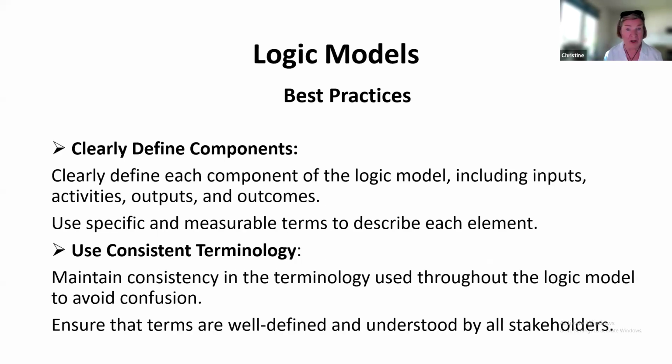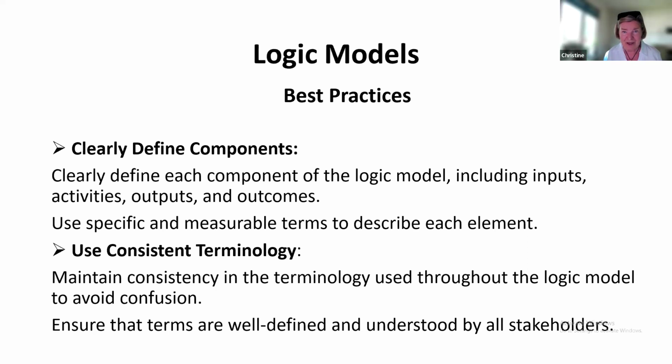Clearly define all the components. Don't be wishy-washy about things. The fewer words you use, the better. Make keywords do a good job because people just scan across the page. They don't want to read a novel. They are expecting bullet points. Use specific and measurable terms to describe especially your outputs and your activities.